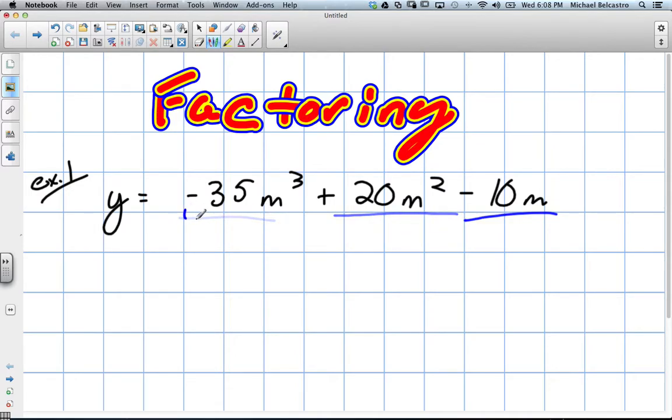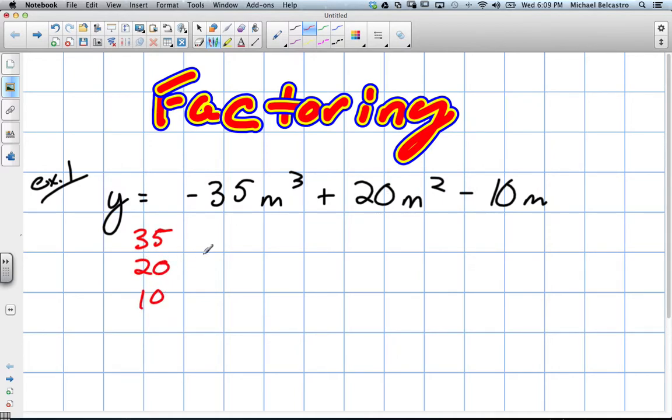So the first thing we're going to look into are the coefficients, which are the numbers attached to all the variables. Can you see a common factor in them off the top of your head? 10. Close, that's not quite it. But what we can do instead, if we're unable to see one right away, is write out factors of each of the values. So we have 35, 20, and 10. We're going to make a list of all the factors of these numbers.